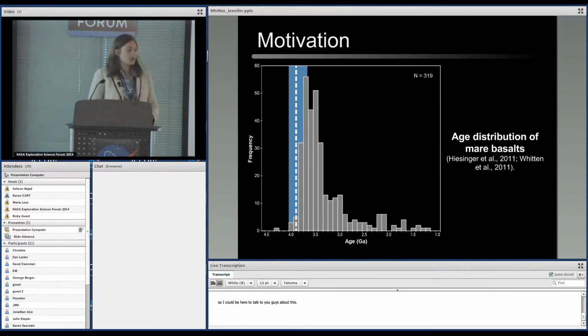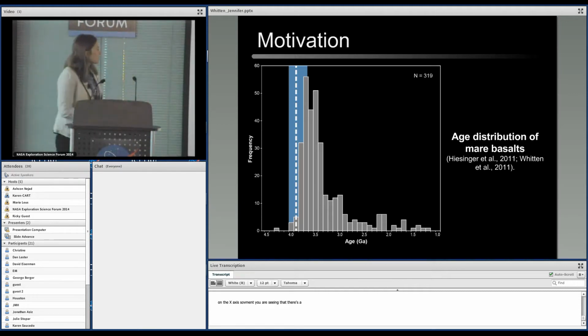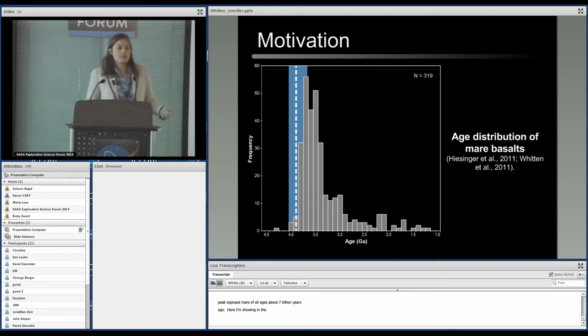Okay. So here's a graph that I'm showing you of the distribution of surface Mare deposits with age on the x-axis. You're seeing that there's a peak in exposed Mare basalt ages around 3.7 billion years ago. Here I'm showing you in this blue vertical bar the ages of several large impact basins from about Nectaris to Oriental.